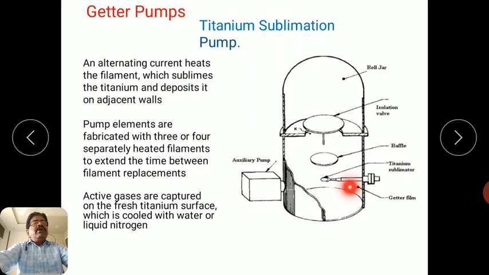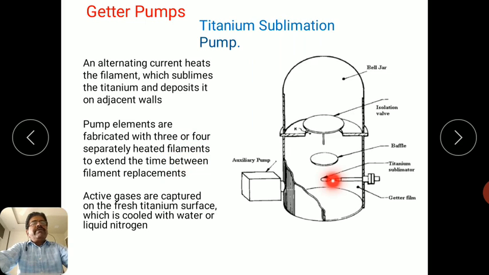So initially when the supply is on, this titanium wire will be sublimated, and the vapors will condense on the surface of this particular chamber. So it will form a thin layer of titanium. Now this thin layer of titanium, which is formed on the walls of this chamber, will act as a surface getter. Now the pump elements are fabricated with 3 or 4 separately heated filaments.